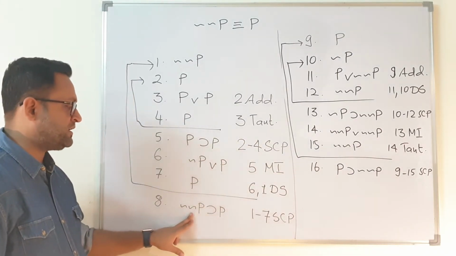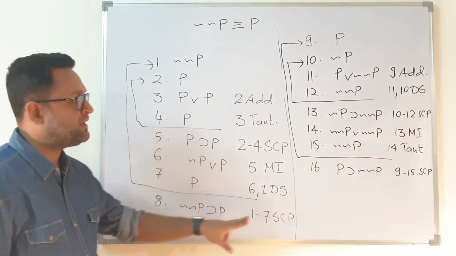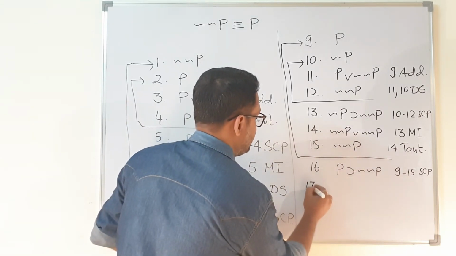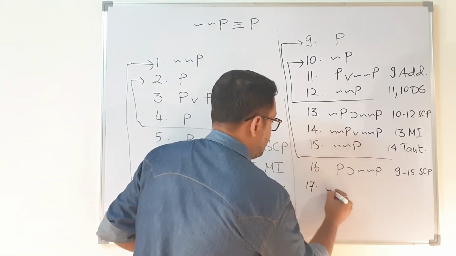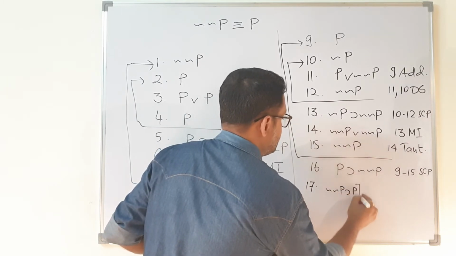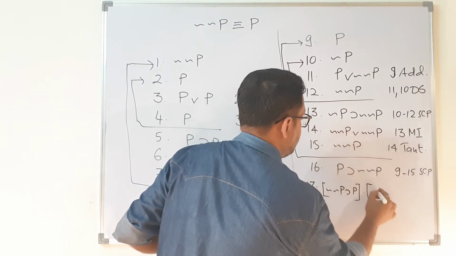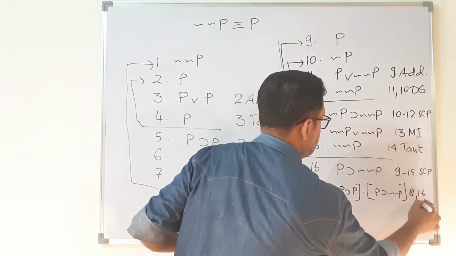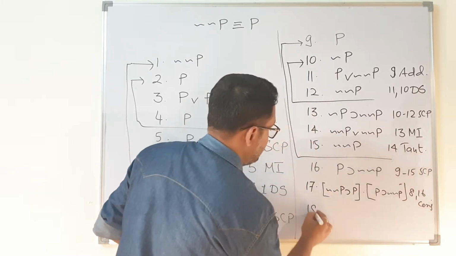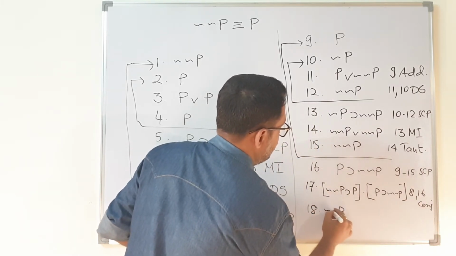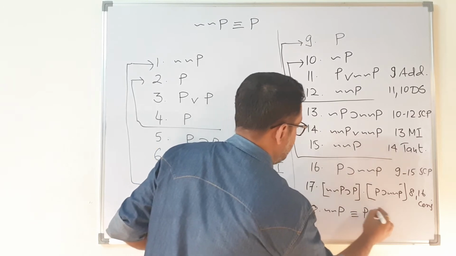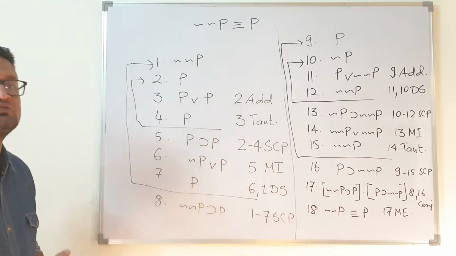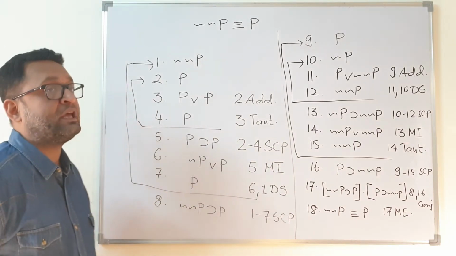Here we have got negation of P implies P. Here we have got P implies negation of P. So on line number 17, what we need to do, double negation P implies P. This is the first thing, and conjoin it with P implies double negation P. So this is 8-16 conjunction, right? On line number 18, you will get double negation P is equivalent to P, 17 material equivalence. So this is how you need to solve the questions. This is how you need to think about questions.